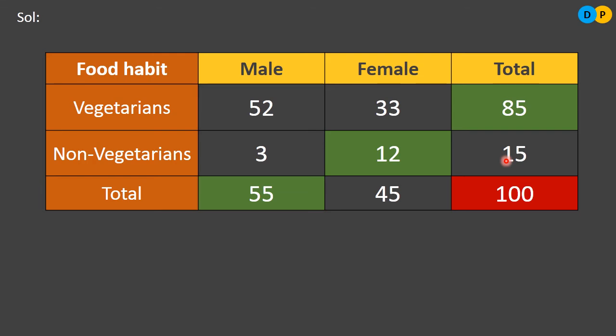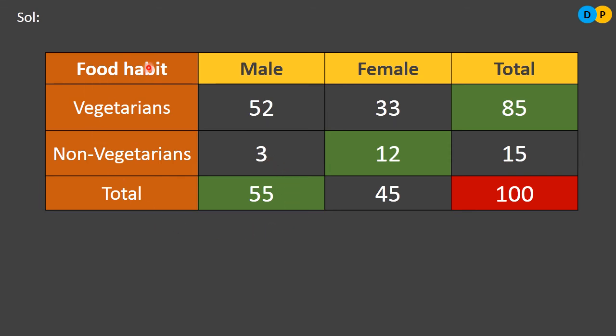Next, the other piece of data they have given is that 12% were non-vegetarians, and that too females. So only 12% were non-vegetarian females. So directly I can fill in the value 12 here, because 12% were non-vegetarian and female. Here again, 15 minus 12 will give me the value 3. So 3% are male non-vegetarians.